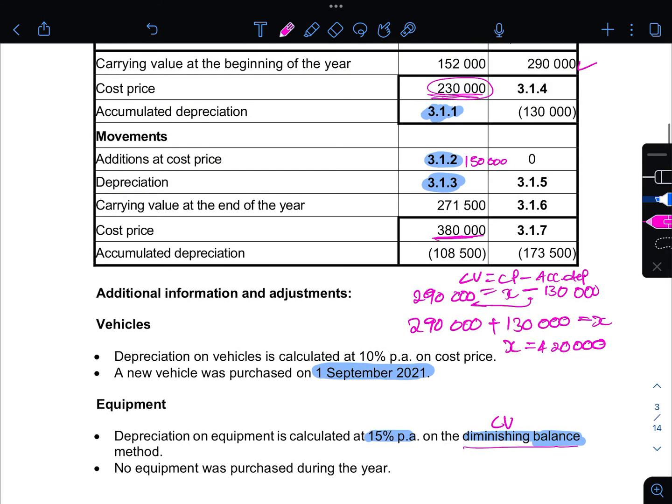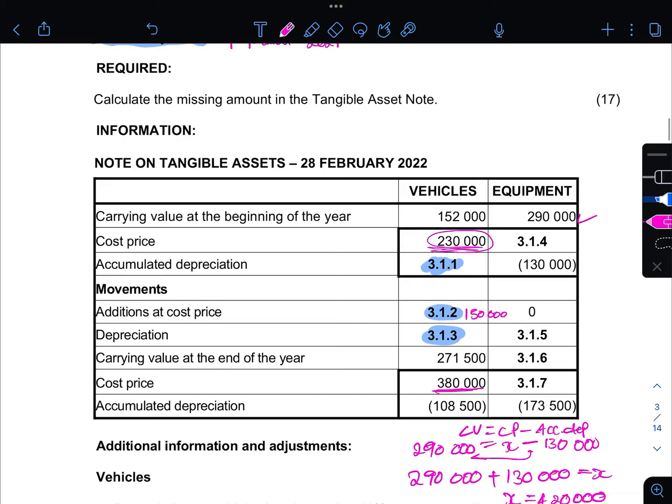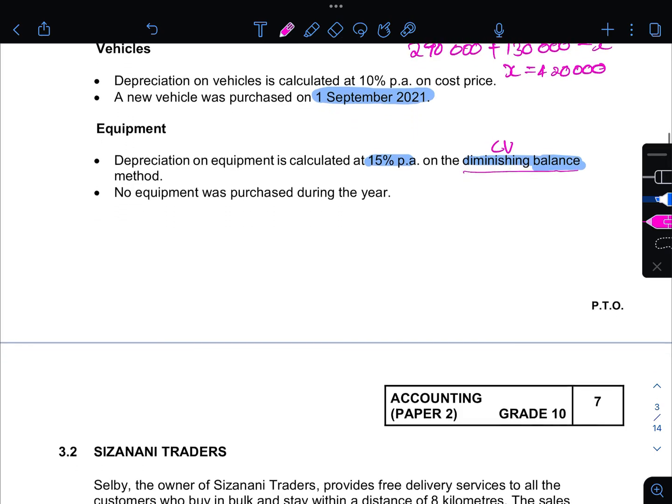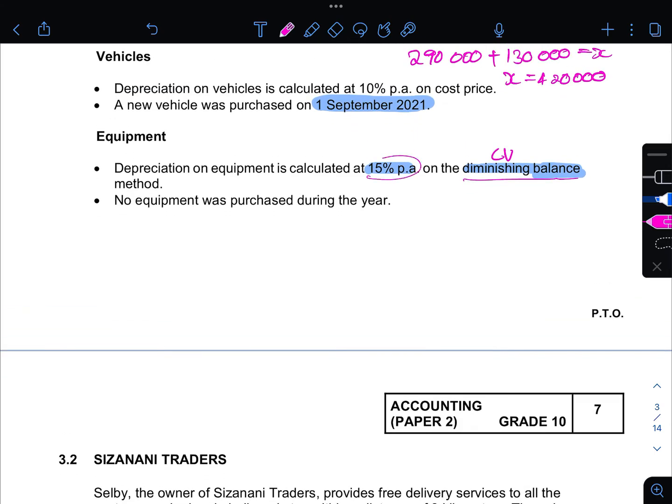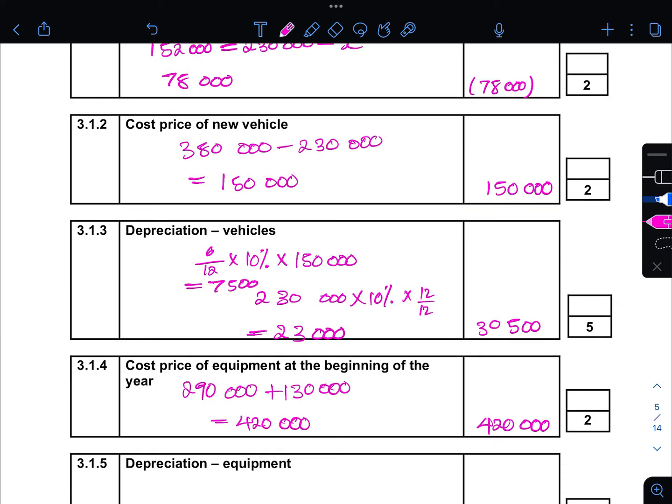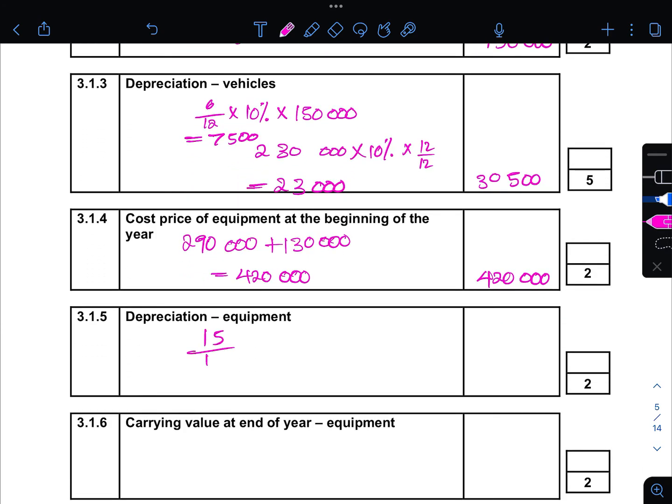So what is the carrying value of equipment at the start of the year? 290,000. Okay. Now, what's the percentage? It's 15%. So you just simply say 15 over 100, or you can just say 15% times 290,000. Okay, so let's get what that will give. 290 times 15%, and I'm getting 43,500.